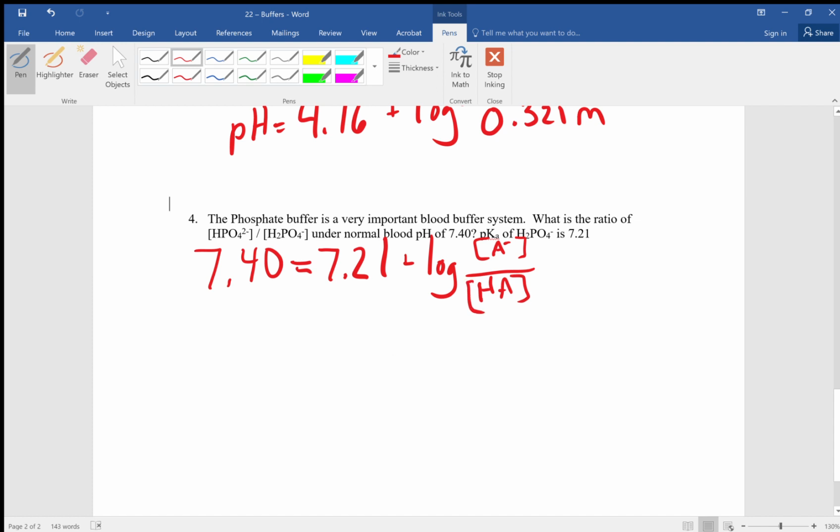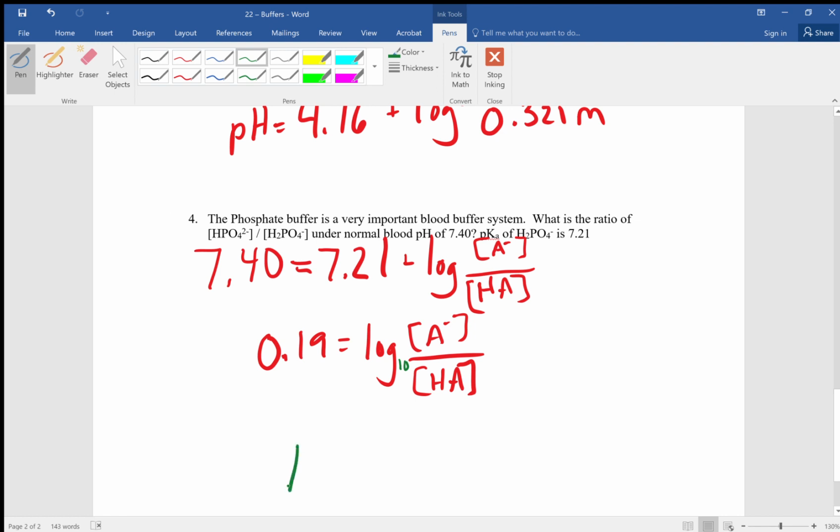So we can subtract 7.21 from both sides, and we get 0.19 is equal to the log of the base over the acid. Now notice here, I'm not looking for exact amounts for the acid and base, just a ratio. So how do we get rid of a log? Well, remember, unless specified, log is always base 10. So we take the base of the log, 10, raise it to this power, 0.19, and that is equal to whatever is inside the log.